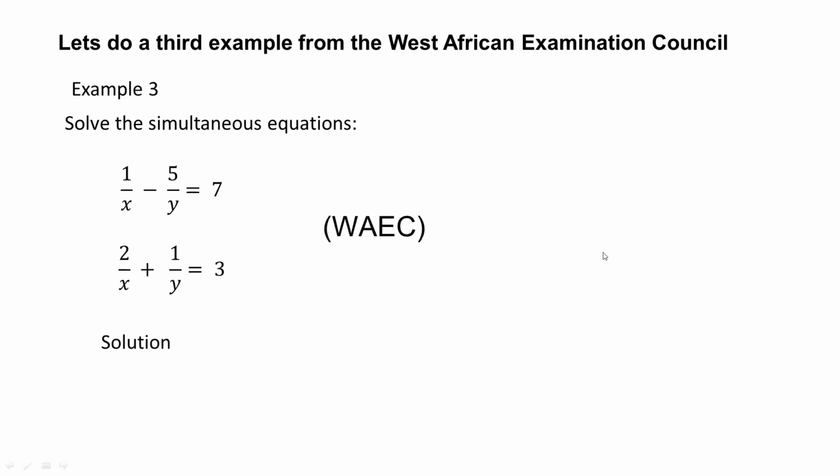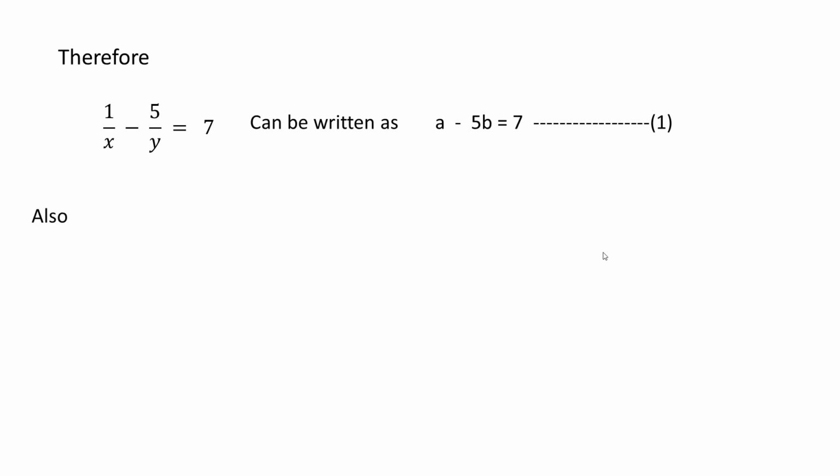Solution, let 1 over x equal a and 1 over y equal b. Therefore, 1 over x minus 5 over y equals 7 can be written as a minus 5b equals 7. Let's take that as equation 1. And 2 over x plus 1 over y equals 3 can be written as 2a plus b equals 3. Let's take that as equation 2.